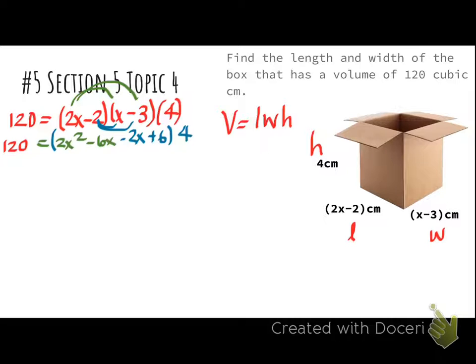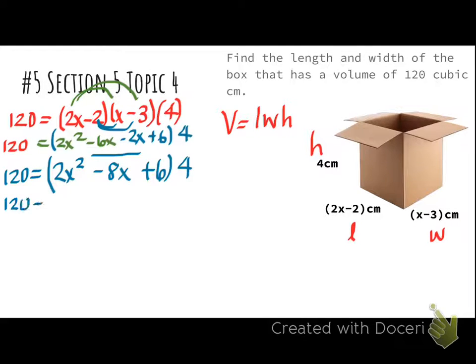Now, we're going to combine like terms here, and we end up with negative 8x. So we have 2x squared minus 8x plus 6, all going to be multiplied by 4, and we know it's equal to 120. When we multiply, we're going to end up with 4 times 2x, which is 8x squared, and then we're going to end up with minus 32x, and then plus 24.